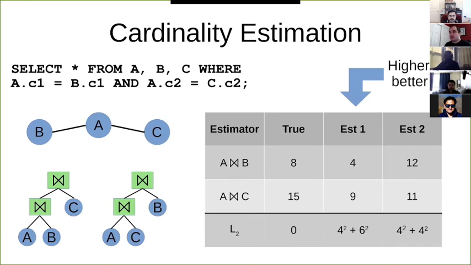So yeah, here we can see that we have an estimator that gives us a higher error, but it gives us a better plan, which is a counterintuitive result, and goes contrary to the traditional wisdom that if we get the cardinality estimation error lower, we'll get better query plans. This might be true on average, but it's not true in the tails, and it's certainly not true in every case.